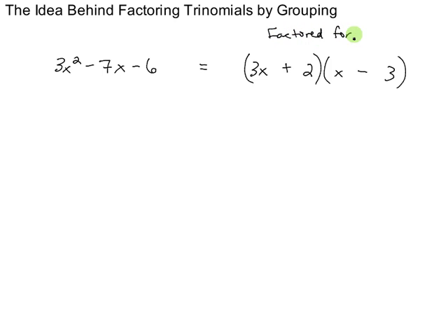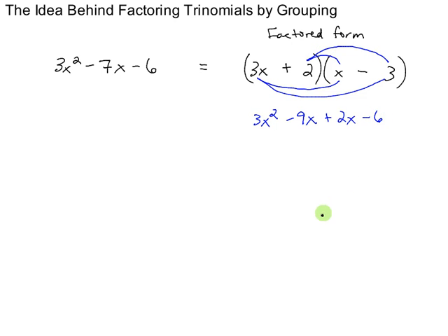If you want to verify that they're equal, you can multiply all of this out, and you should get this. Let's go through that process really quickly. Let's multiply 3x by x and we get 3x squared. Let's multiply 3x by negative 3 and we get negative 9x. Let's multiply 2 by x and we get positive 2x. And multiply 2 by negative 3 and we get negative 6.